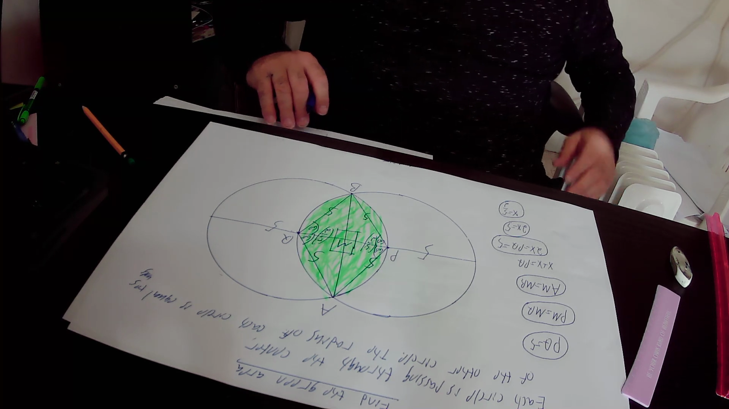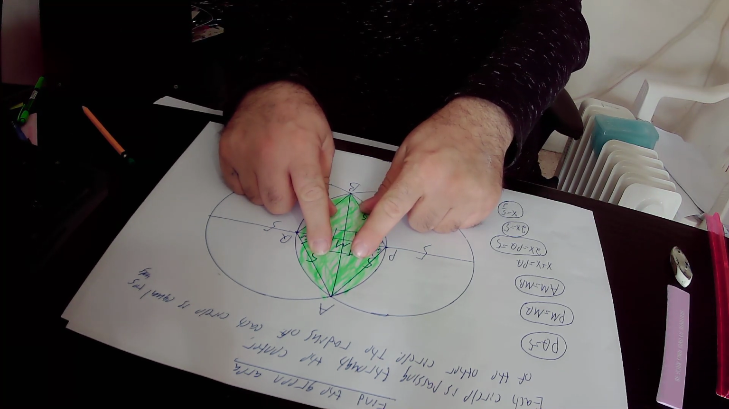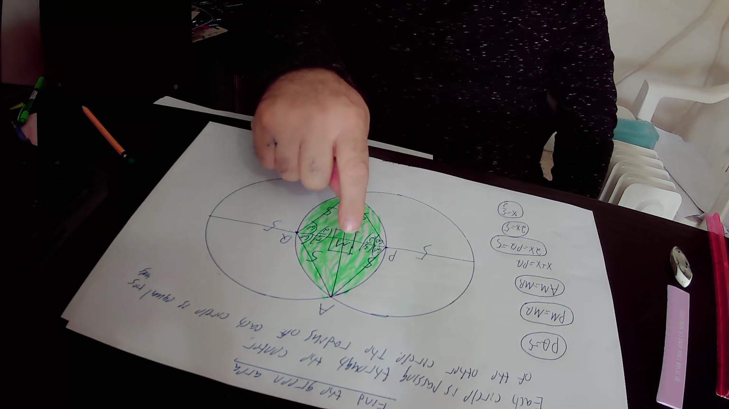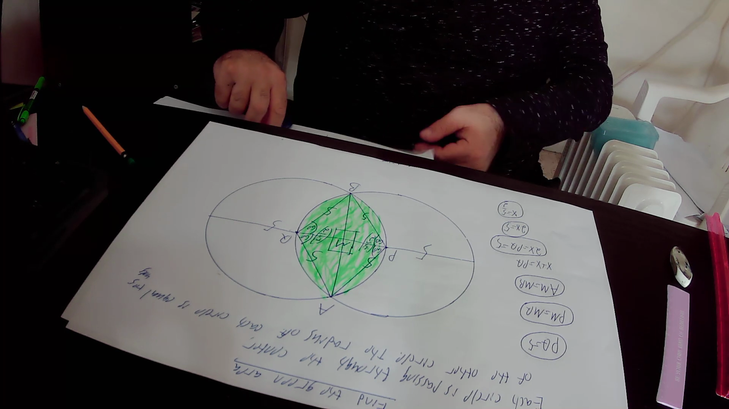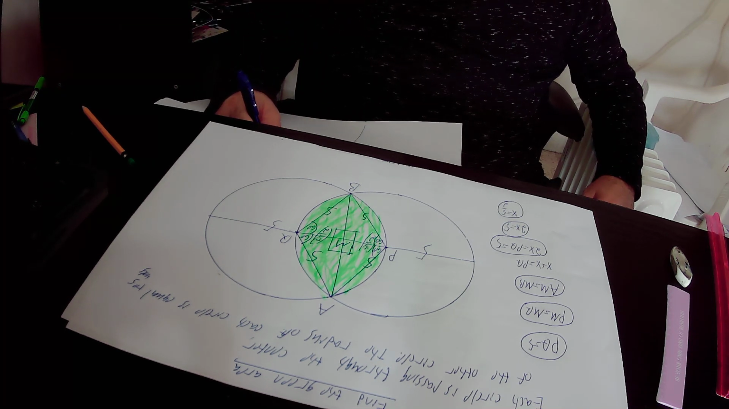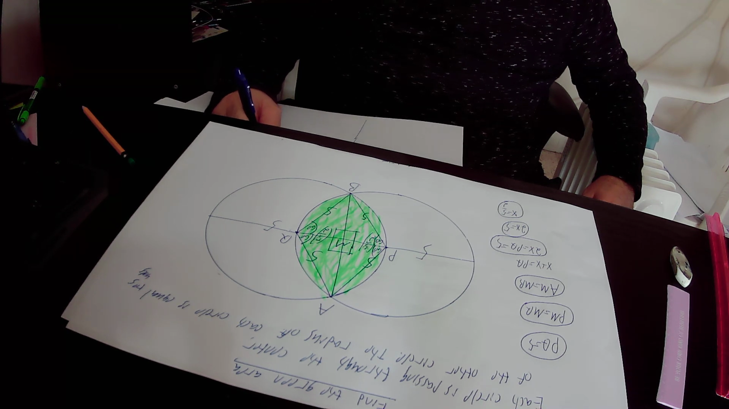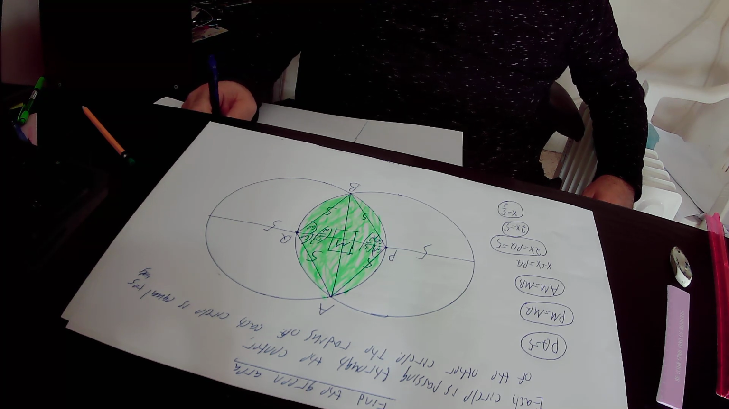In the next step, we will prove that those two triangles can go into each other. That is to say, triangle APB can go into triangle AQB. So I write it down. We will prove that triangle APB is congruent to triangle AQB.